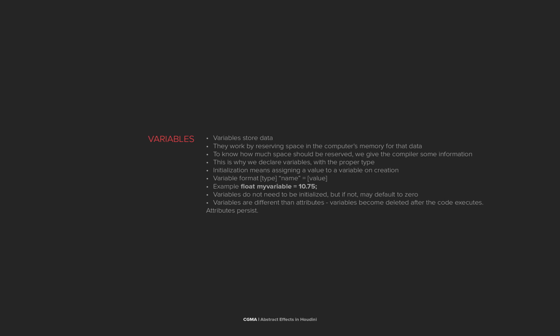We'll talk about attributes in just a minute here, but what you do need to know is that variables and attributes are not quite the same thing. They perform very, very similar functions, but variables are only valid in this block of code here, and they don't persist with your geometry, meaning as soon as this code is done being executed, they're deleted from memory and you don't have access to them anymore, whereas attributes will persist on your geometry and can be recalled later.